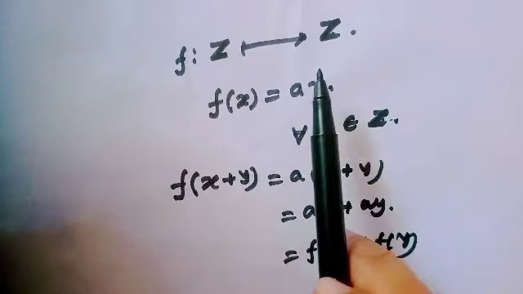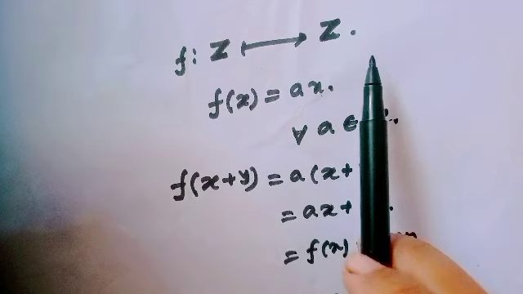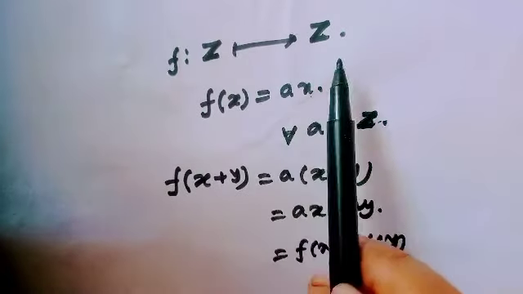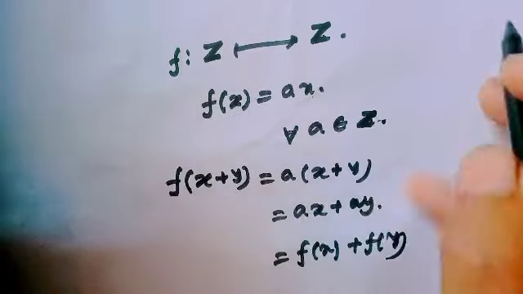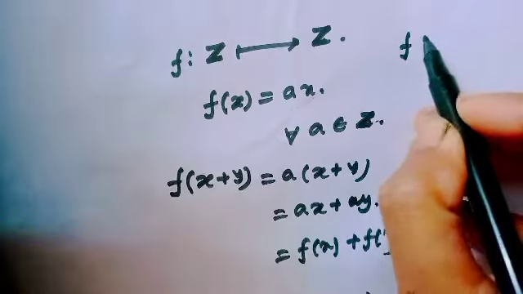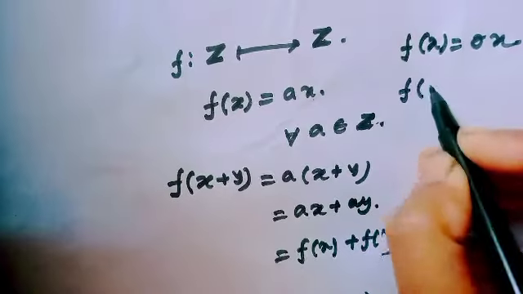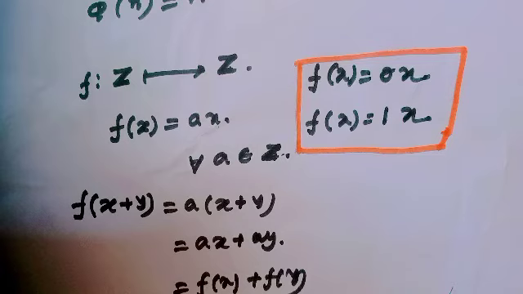And since the integers form an integral domain, the only idempotent elements of the integers are 0 and 1. That means from Z to Z there exist only two ring homomorphisms, and these are f of x equal to 0x and f of x equal to 1x. Are you getting it? By idempotent elements, how we can find how many ring homomorphisms exist?